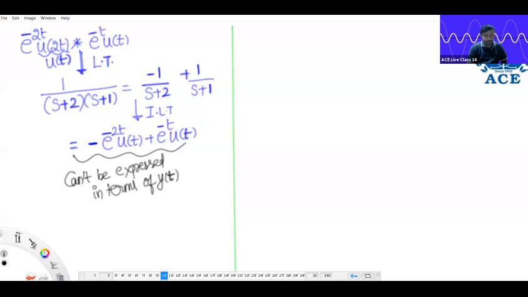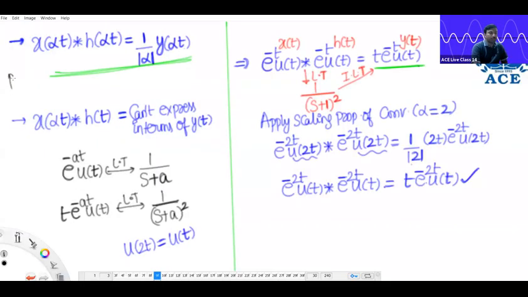Okay. What happens in the original scaling property if you substitute alpha as minus 1, sir? X of minus t convolved with h of minus t equals, right side, y of minus t. That is the reversal property of convolution. Blindly substitute alpha as minus 1, sir. X of minus t convolved h of minus t is y of minus t.